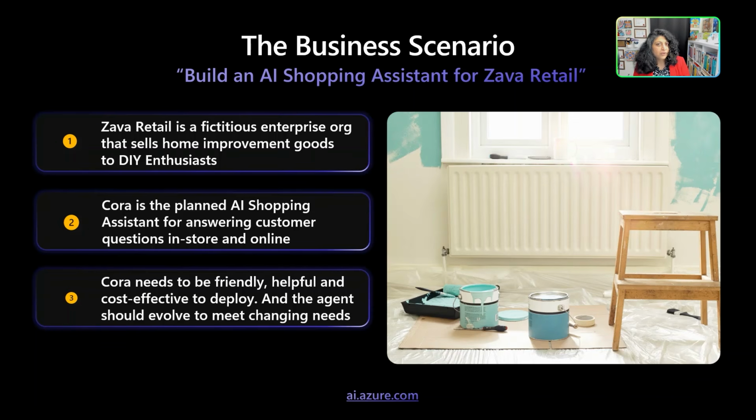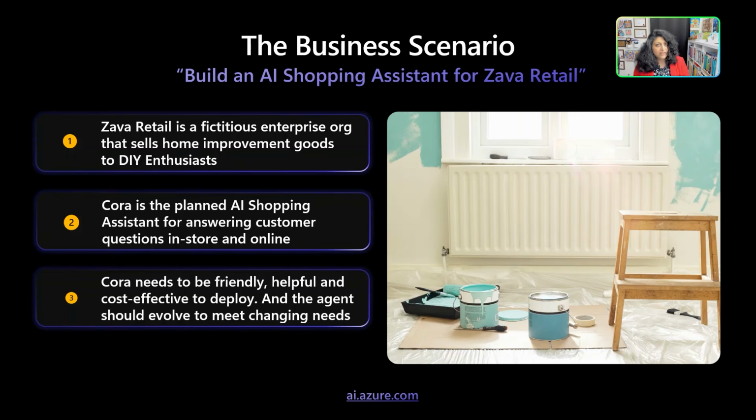You are tasked to build Cora, an AI shopping assistant that can answer customer questions in-store or online and provide customer service. Now, you want to design Cora to be friendly, helpful, and cost-effective to deploy. But you also understand that in this fast-paced environment, your agent needs to keep adapting to changing conditions, changing systems, and changing needs. So what do?